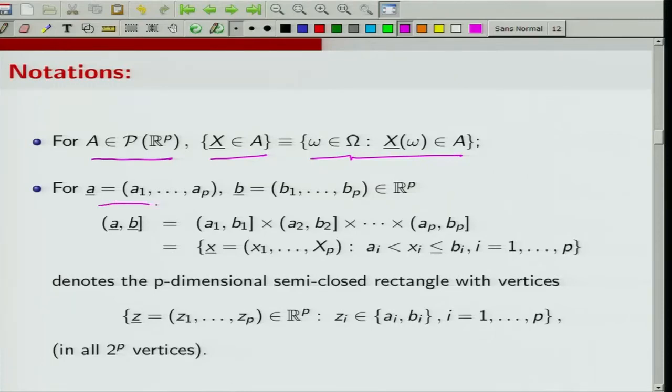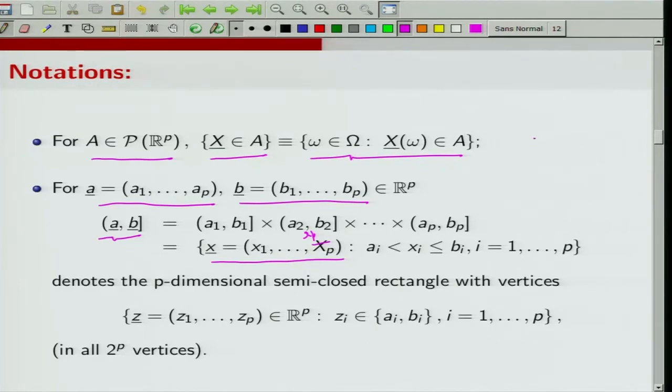Now, for a = (a1, a2, ..., ap) and b = (b1, b2, ..., bp), (a, b] is nothing but (a1, b1] cross (a2, b2] cross ... cross (ap, bp], which is the collection of all those x = (x1, x2, ..., xp) such that xi lies between ai and bi. So, it is a p-dimensional semi-closed rectangle. And what would be its vertices? Its vertices would be (z1, z2, ..., zp), where zi is either ai or bi. So, in all it will have 2 to the power p vertices.